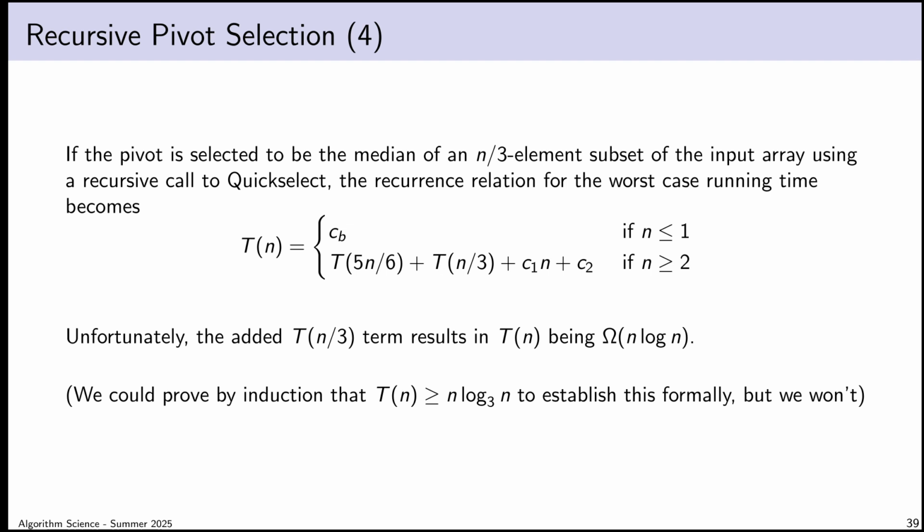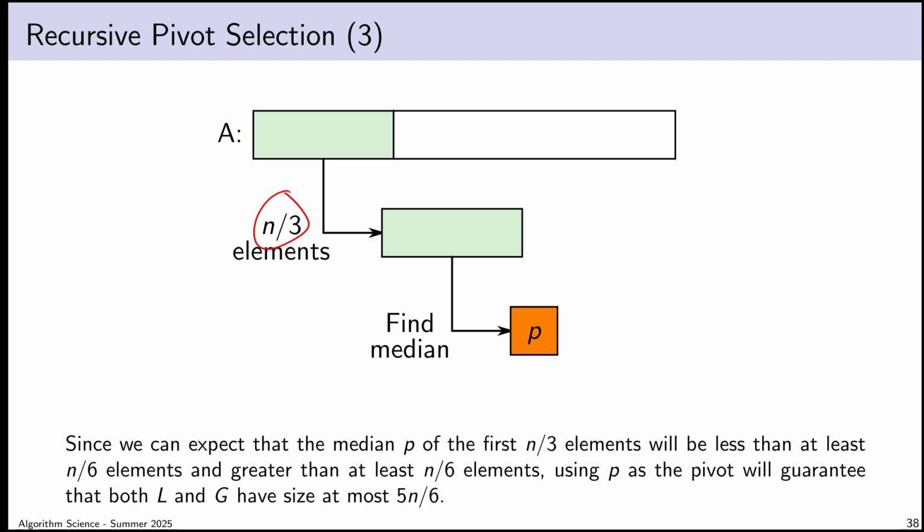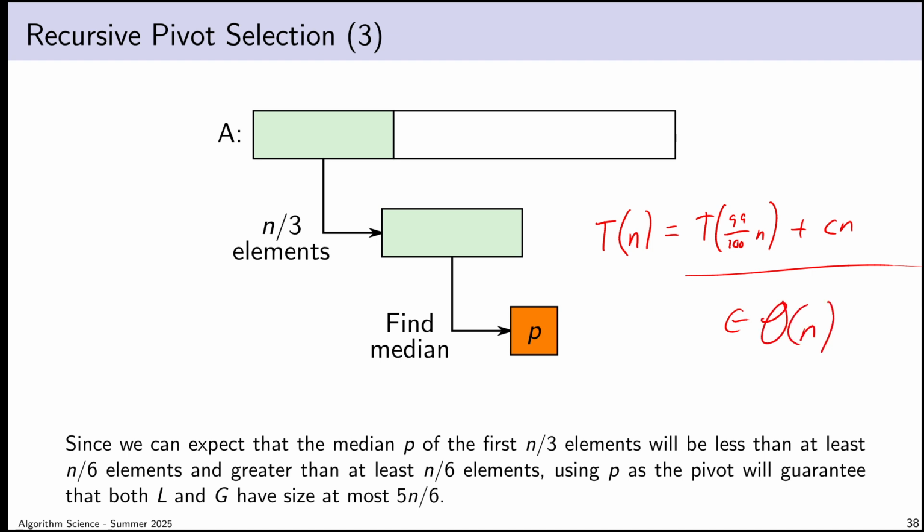So in my earlier analysis, what I showed was that as long as I have a recurrence whose recursive case looks like this, so for example, 99 over 100n plus some linear stuff, as long as I have a recurrence that looks like this, it is actually going to be linear. That was the basic result of my last analysis. There was one thing I didn't plan for, which is I need to make a recursive call to Quickselect to find my pivot. I have to account for the time that takes.